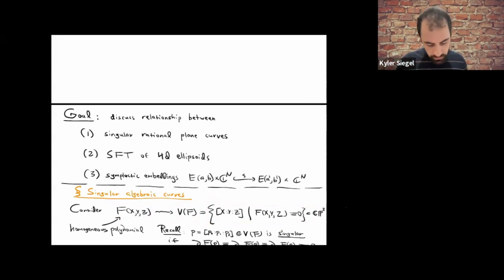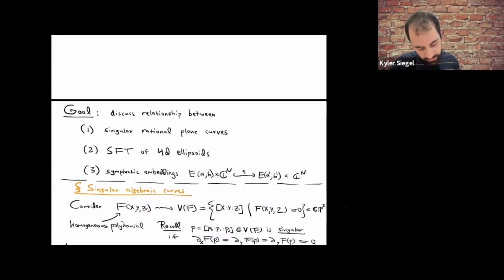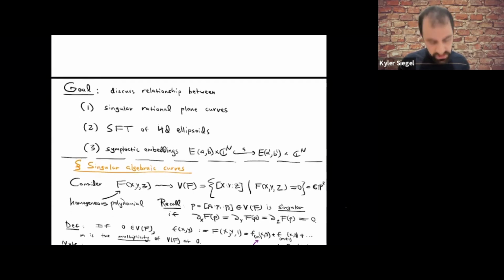Remember that to find the singular points, a point in CP2 is a singular point if the derivatives of the defining polynomial vanish at that point. So the partial derivatives vanish. Given a polynomial, you can just check what the singular points are. Specifically, by some change of coordinates, we might as well assume that we're interested in the point 0, so 0 lies in our curve. Then we can reduce f to a function of 2 variables, in the affine chart where z is equal to 1.